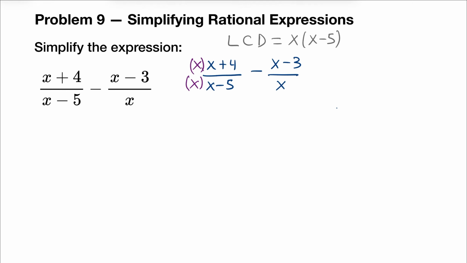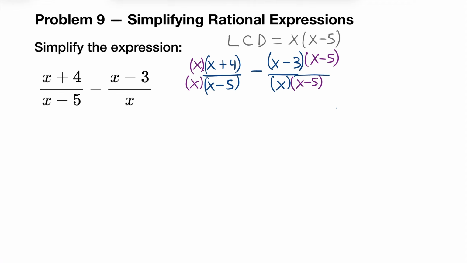Take a look at x minus 3 divided by x. The missing factor is x minus 5. So you're going to multiply the denominator by x minus 5 and the numerator by x minus 5. Okay, so now you can see that both fractions have the least common denominator of x times x minus 5.